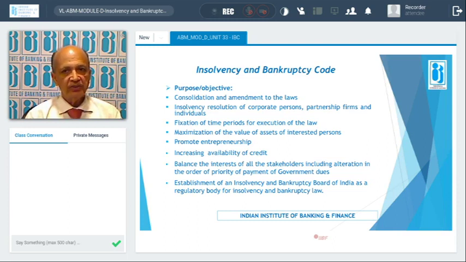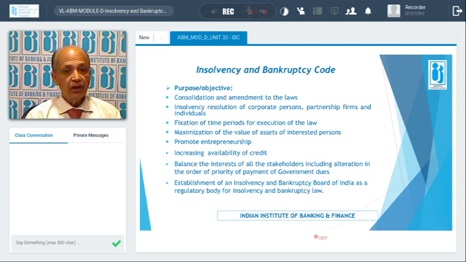Then, as I told you, the maximization of the value of the assets of the interested persons. Under the code, an open auction would be there, where we will get the maximum value of the assets, which would be beneficial to the stakeholders. Then promote entrepreneurship. As I already told you, this provision is there to remove the existing promoters and replace them with new entrepreneurs, thereby placing explicit emphasis on the promotion of entrepreneurship.